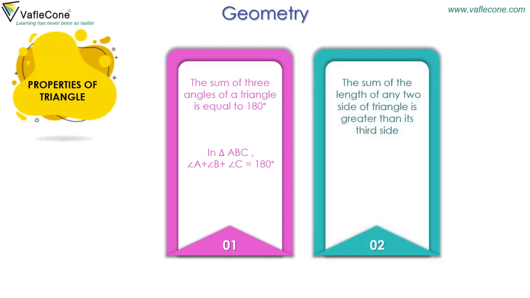The sum of the lengths of any 2 sides of a triangle is greater than its third side. In triangle ABC, sides are 4 cm, 6 cm and 5 cm. Then 4 plus 6 is equal to 10, which is greater than 5. 6 plus 5 is equal to 11, which is greater than 4. 5 plus 4 is equal to 9, which is greater than 6.